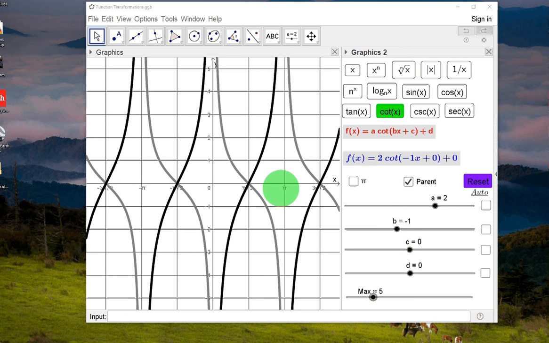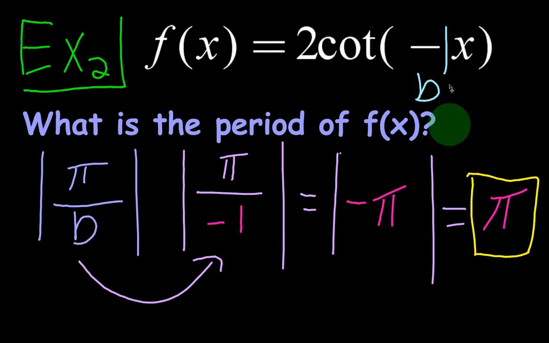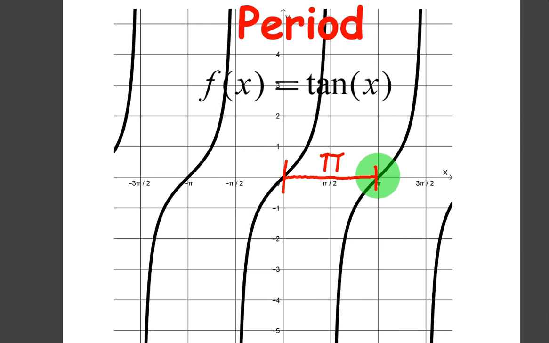Pretty interesting. So sometimes the period will stay the same even if you introduce the -1 here for cotangent. The period will still be pi. Pretty interesting. That's it for the periods of cotangent and tangent. If you have any other questions about this, let me know.